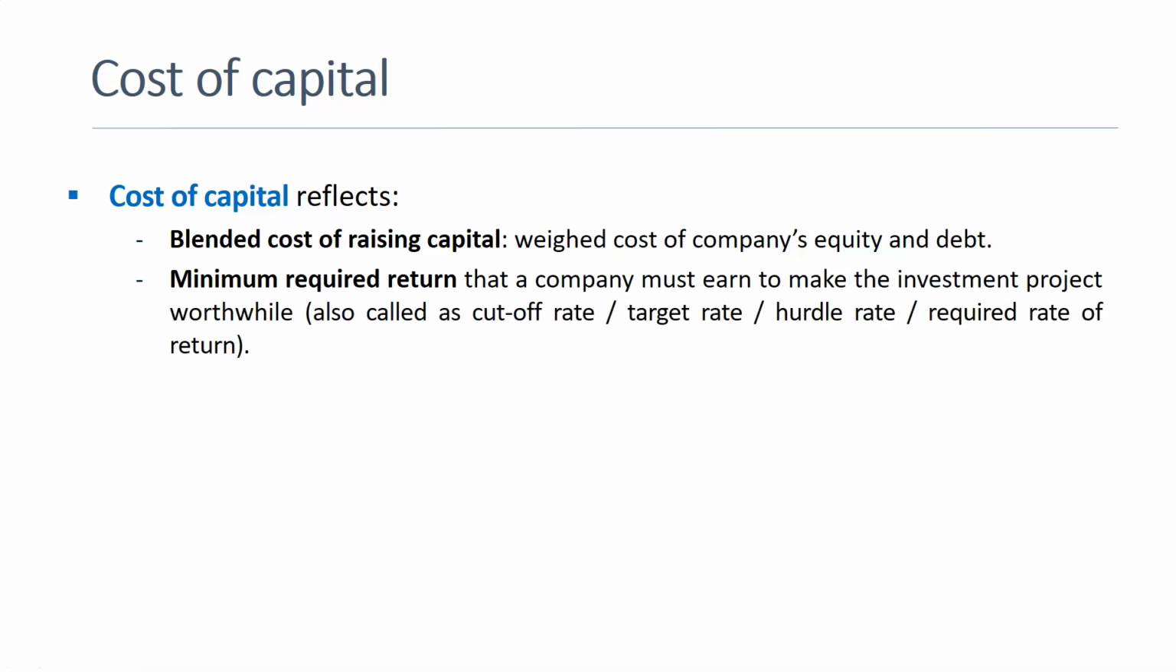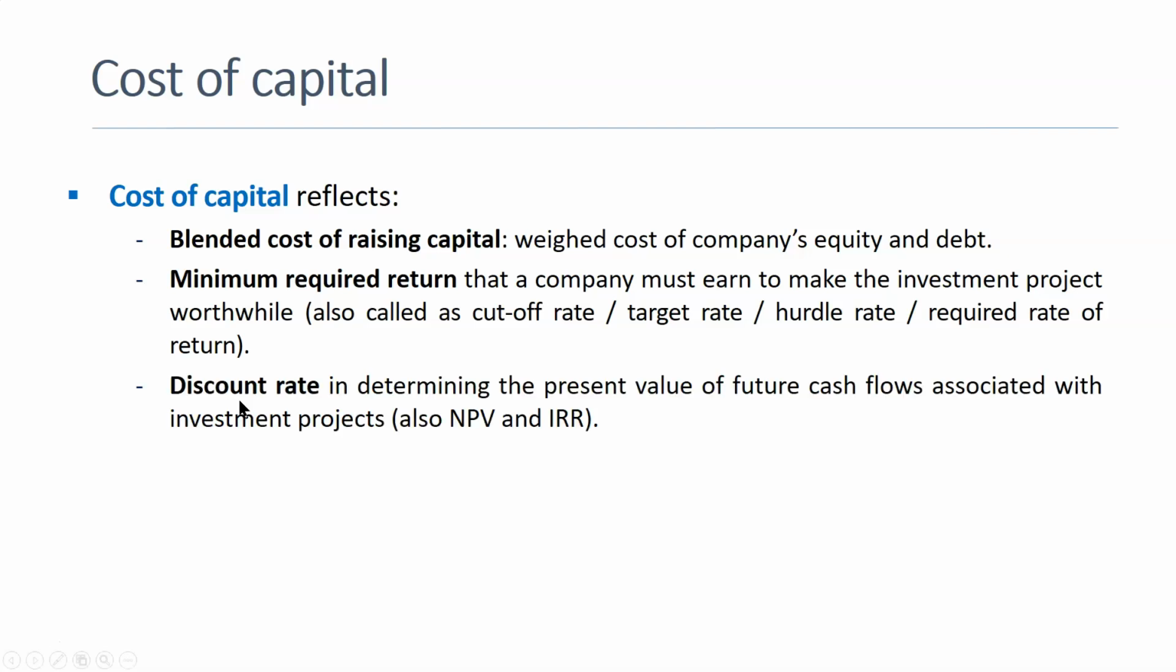Next, cost of capital also shows the minimum required return that a company must earn in order to make the investment project, such as purchasing new equipment or constructing a new building, worthwhile. It's also called the cutoff rate, target rate, or hurdle rate, required rate of return, and there might be some other terms used in various textbooks. This is the cost of capital as well. It's a minimum required return which the company must earn.